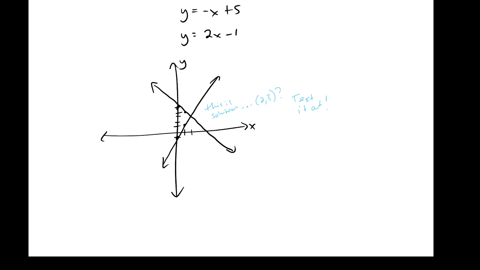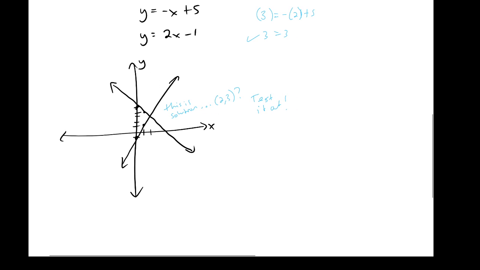Okay, so here we go. First one, we're going to put in 3. So 3 for y is equal to negative 2 plus 5. And of course, that's going to be 3 is equal to 3. That one checks out. Let's try the other one. 3 for y, we're going to have 2 times 2, x is equal to 2, minus 1. Or in other words, 3 is equal to 4 minus 1, which of course we're going to see that 3 is equal to 3, and that one also checks out. So the answer here is yes. It's (2, 3). That is our solution.